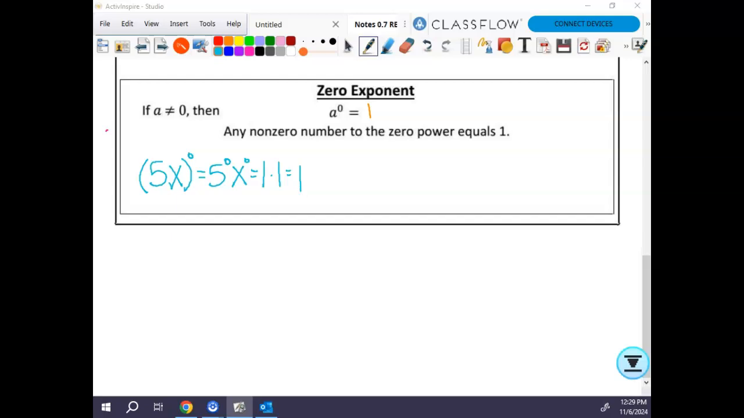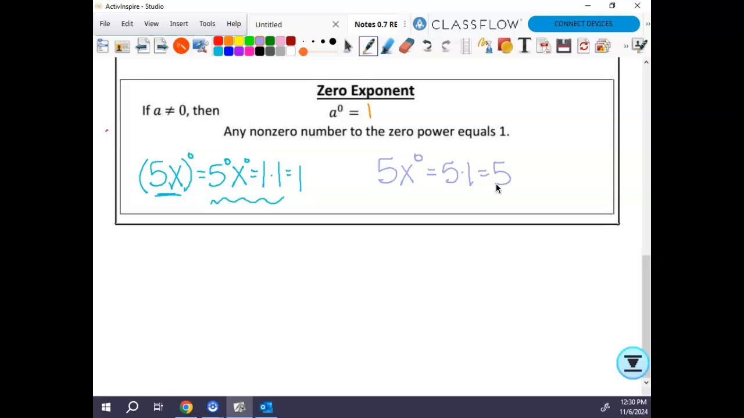Now again, all of this right here, do you have to do it? No, because if this whole thing's to the 0 power, it goes to 1. But I did have a reason I wanted to do that. If I have 5 times x to the 0, see how it's written differently than the first one? On the first one, that 0 gets applied to both of them because it's in parentheses. Here, does that 0 apply to the 5? No, it does not. So this is really just 5 times 1, which is 5.